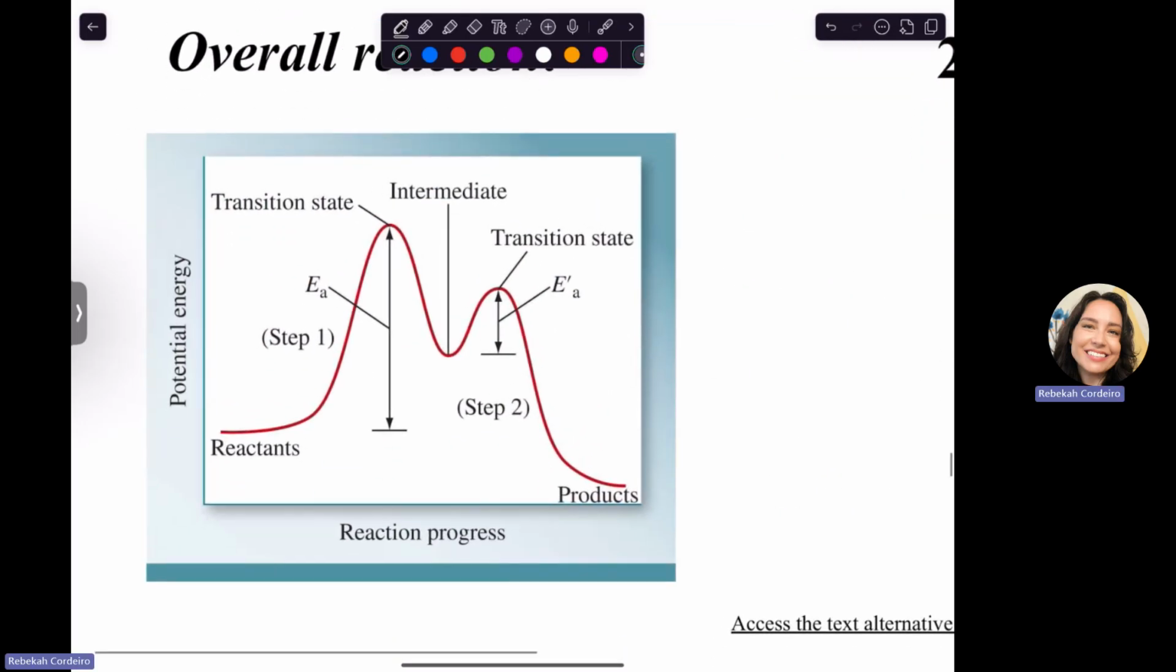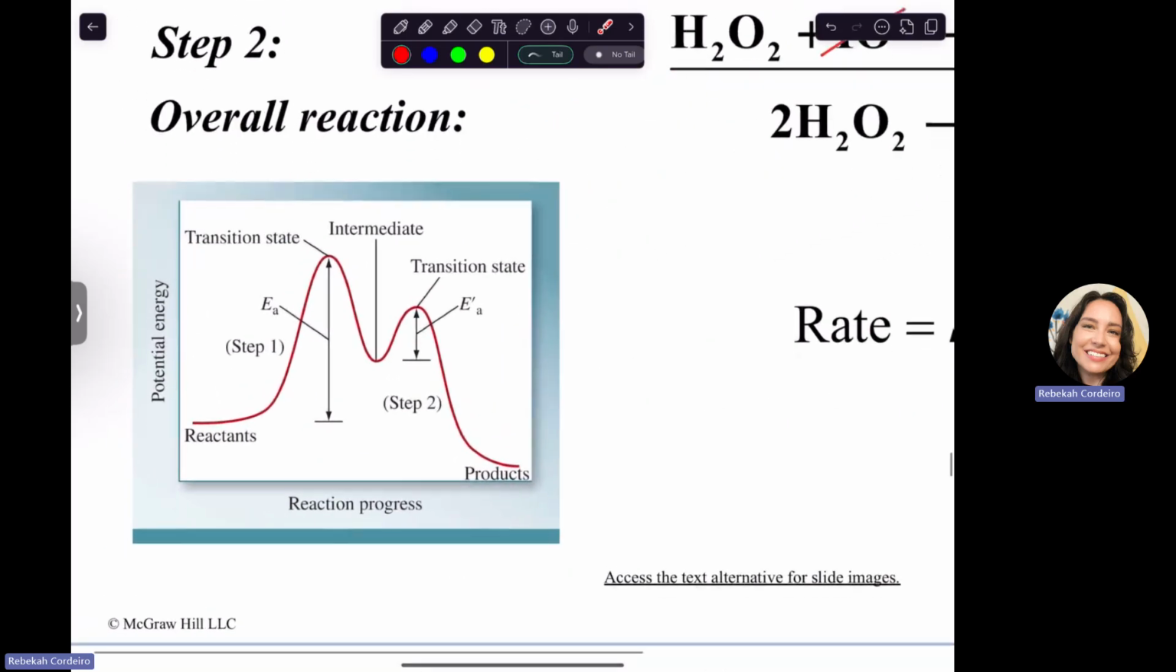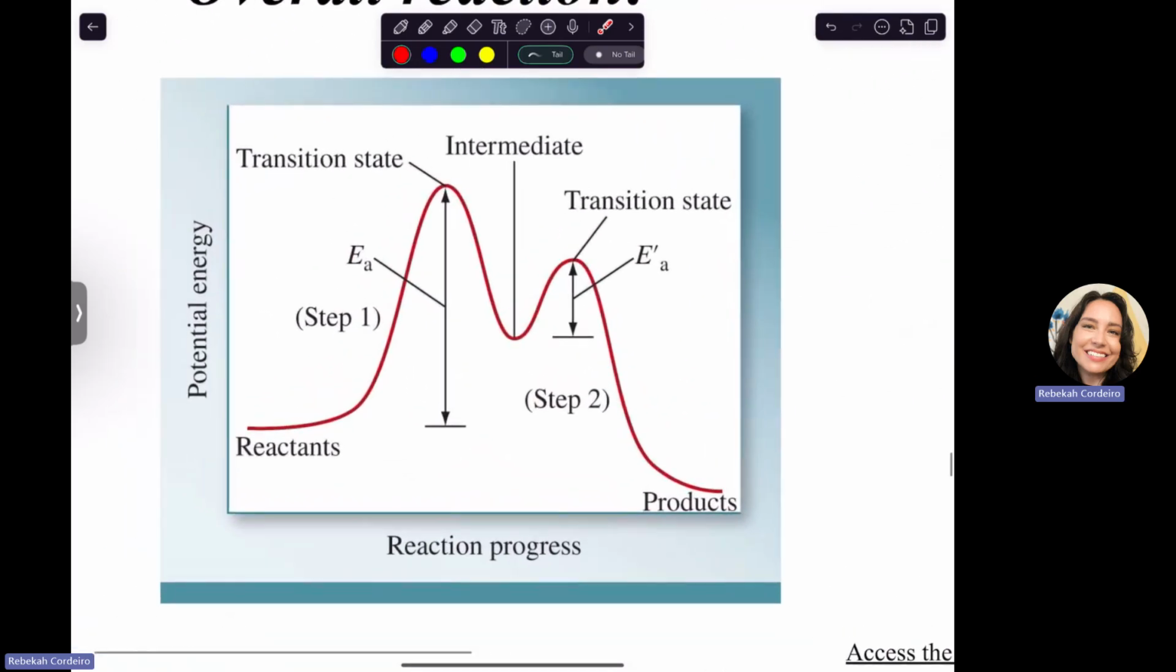Okay. And then of course the rate constant is of this first step. So they'll say K1, right? Because it's the step that determines the rate of the reaction. So here's what a reaction diagram would look like. Start with our reactants, we have our products. We're gonna have two humps. Each step is gonna represent a hump.